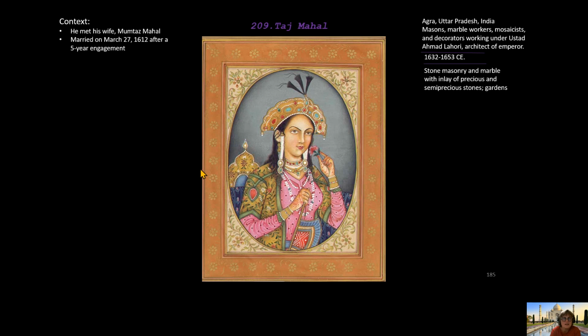Shah Jahan was 15 years old when he met this woman, Mumtaz Mahal. She was 14 at the time. They met in a palace bazaar, a marketplace. He fell in love with her, wanted to get married to her. They became engaged, and they had to wait 5 years to get married. They got married in 1612. Shah Jahan would marry 8 women, but of the 8 women, it was Mumtaz Mahal that he was most in love with.